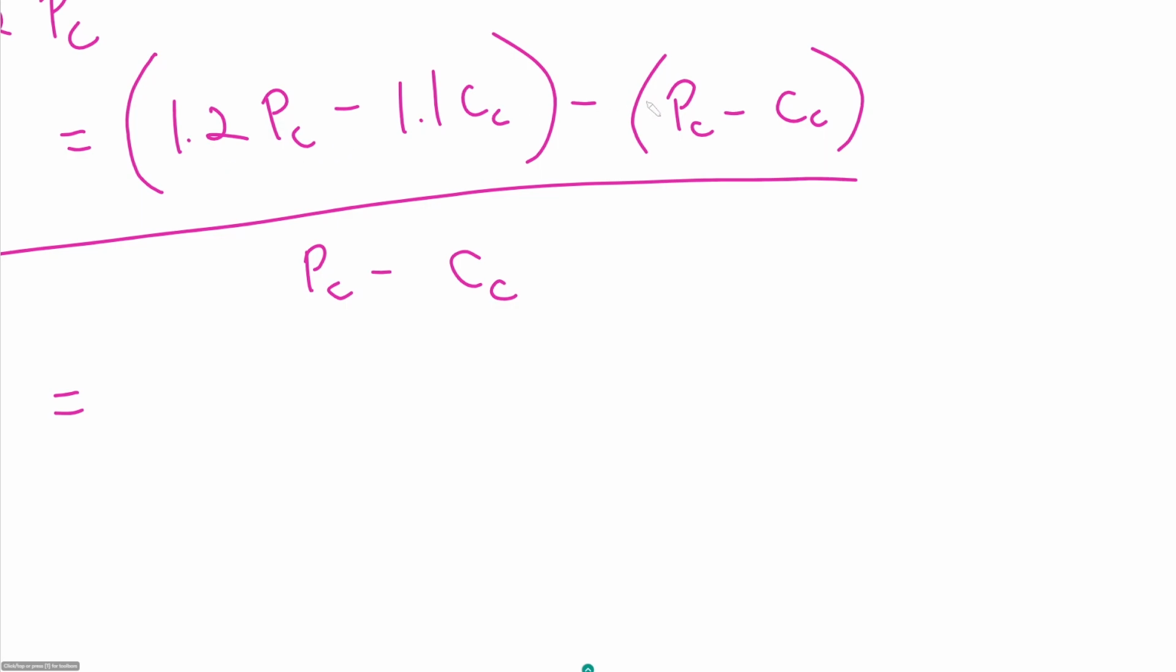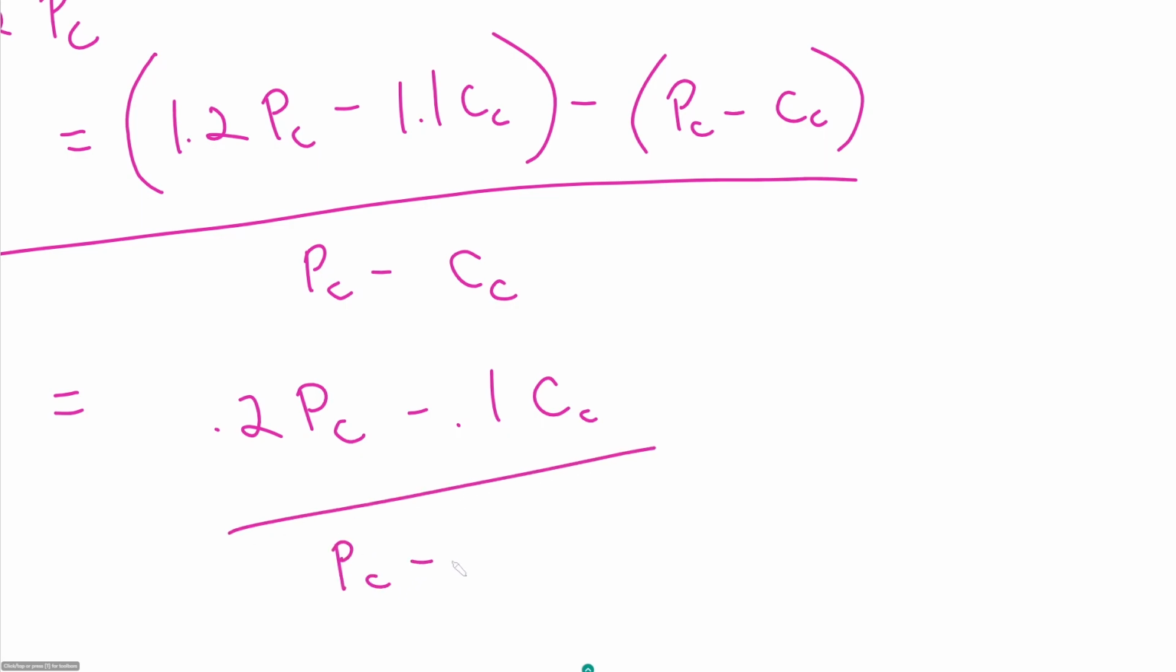We got 1.2 minus 1. That's just 0.2 times the price of the coffee table. Then here we have negative 1.1 minus a negative. So that's just plus 1. And so negative 1.1 plus 1 just leaves us with negative 0.1 times the cost of the coffee table, all over the price of the coffee table minus the cost. And so this really is as far as you can go.